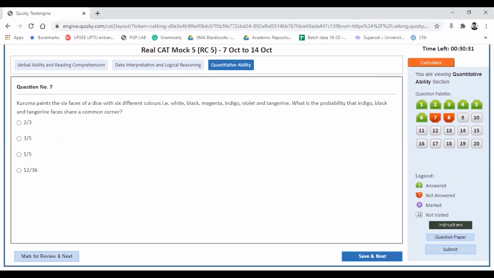What is this question? The 6 faces of a die, 6 different colors are given. What is the probability that indigo, black, and the third color, three colors face a common corner?